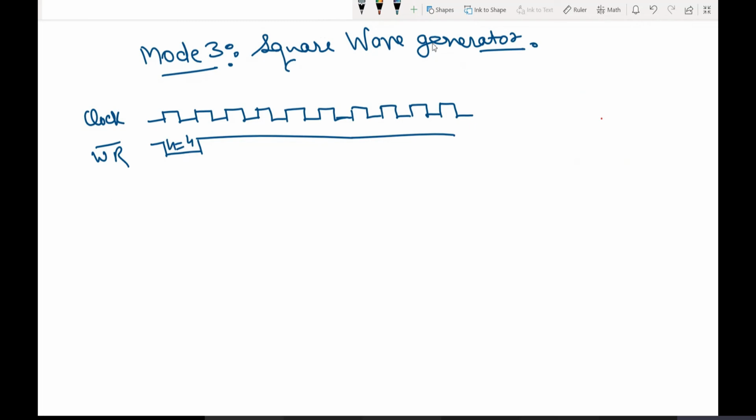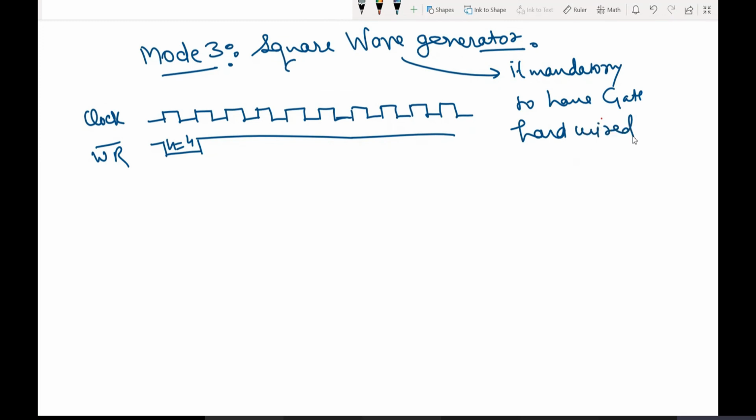Now in that case, for a square wave, it is mandatory to have the gate hardwired. Do you understand hardwired? Software means the programming, and hardwired means connecting physically. You have a wire which is soldered to some potential. So the gate should be hardwired to 1, because if the gate is low anytime, there will not be any square wave, it will become a rectangular wave. Because the shapes we need to maintain.